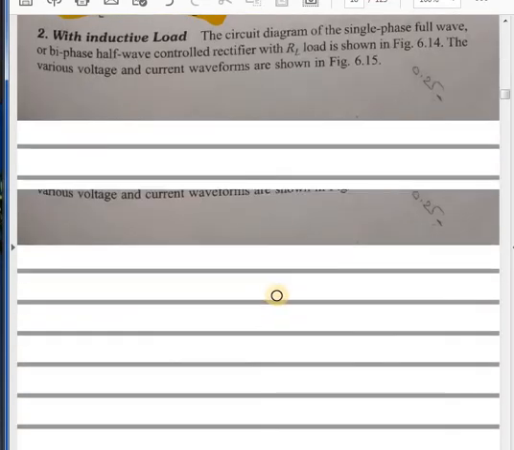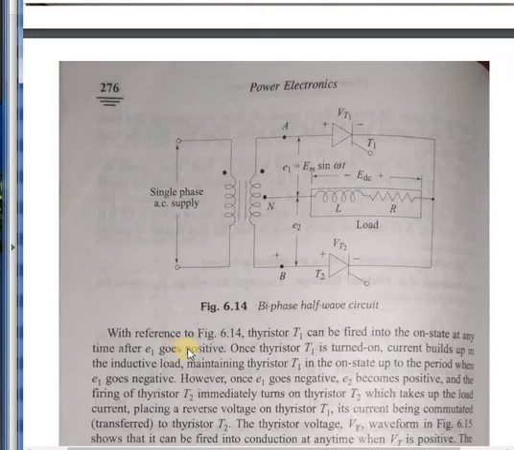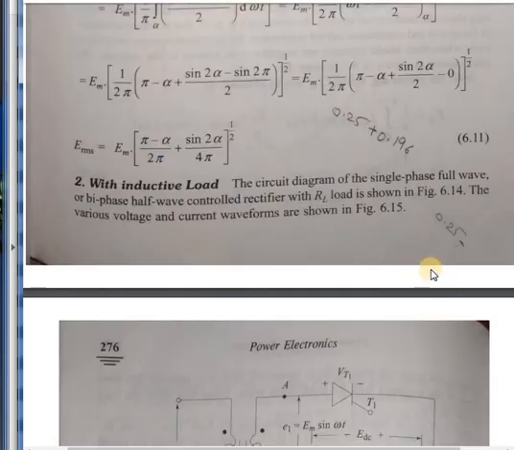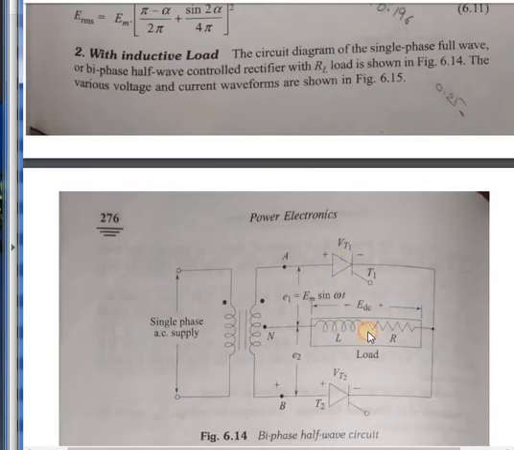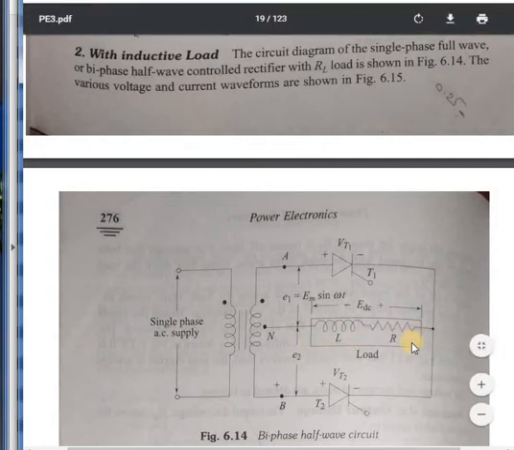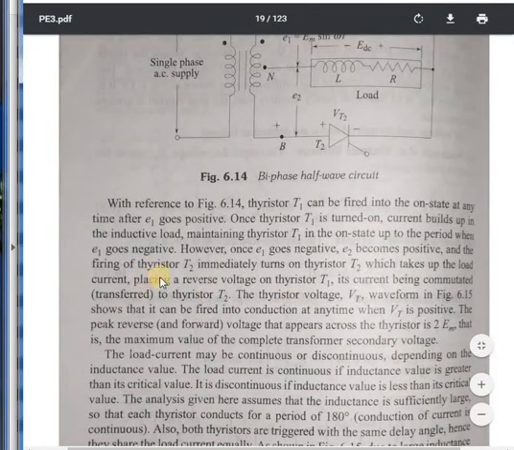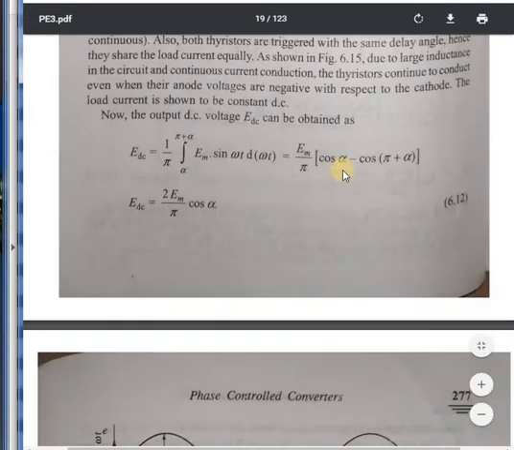Now with inductive load, when you are considering an inductive load, the circuit diagram will have both resistive and inductive elements in it. Your thyristor T1 can be fired at the on state, and E1 goes positive and turns on, and thyristor T2 becomes reverse biased when there is reverse voltage across thyristor T1.